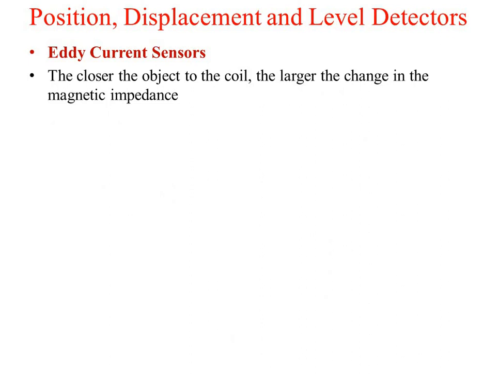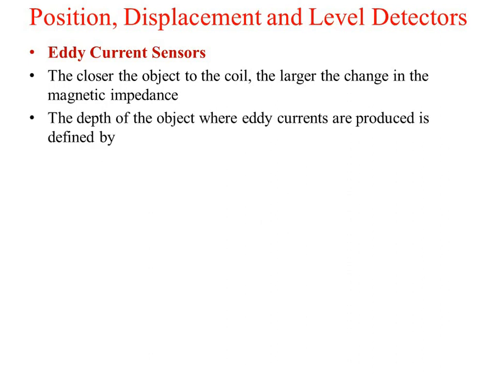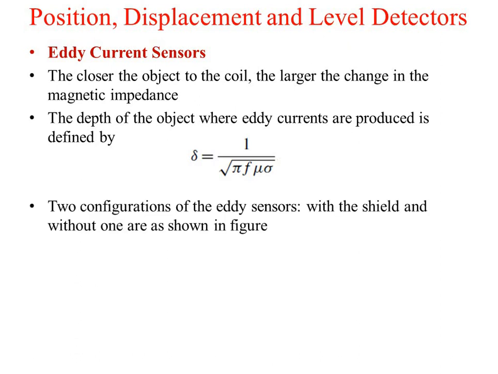So the closer the object is to the coil, the larger the change in the magnetic impedance, and the depth of the object where the eddy currents are produced is defined by this equation: delta is equal to under root 2 pi f mu sigma, where f is the frequency, and these are the parameters we need to understand.